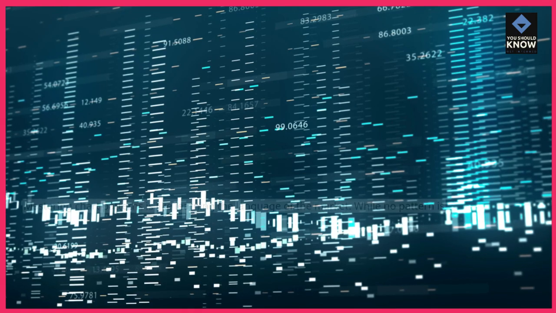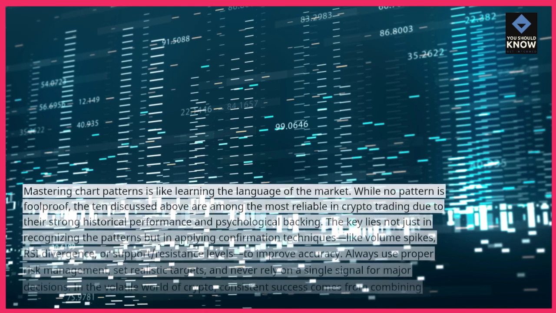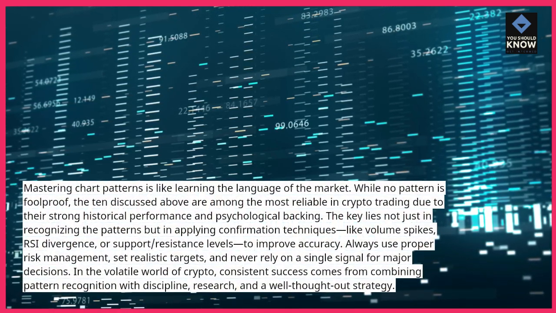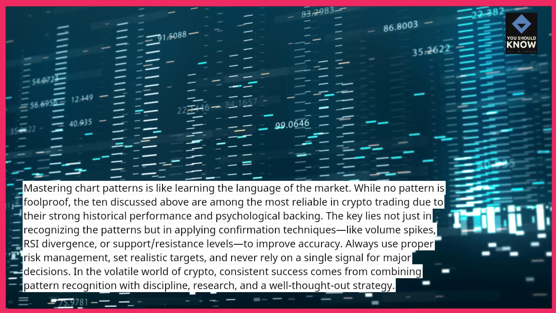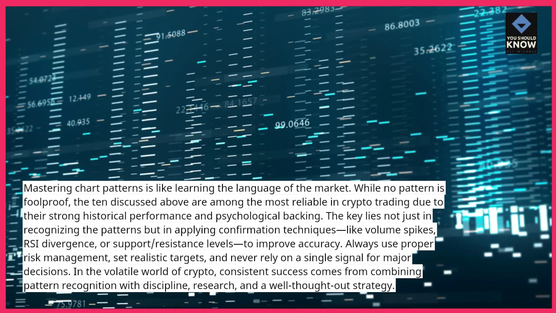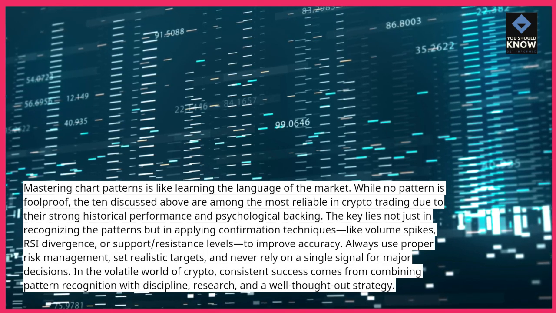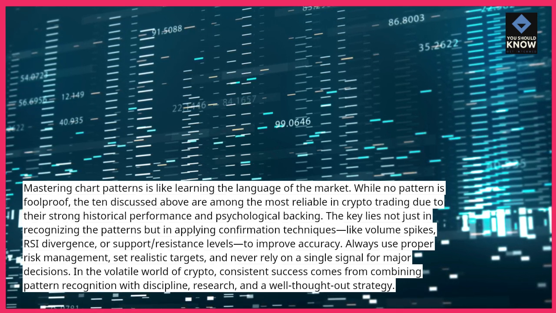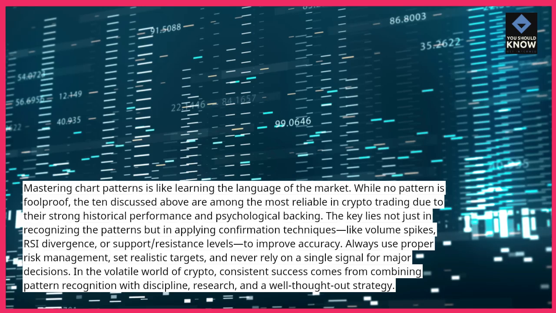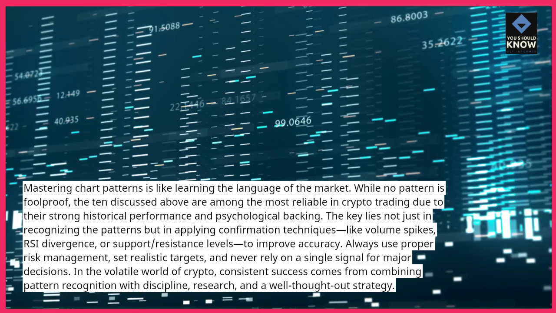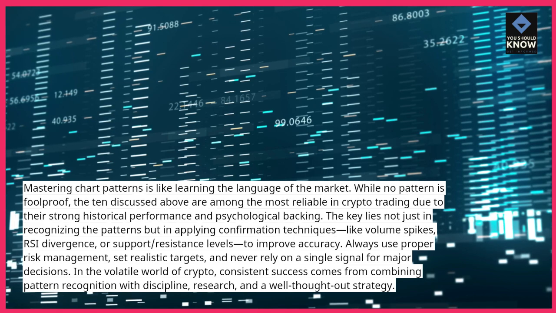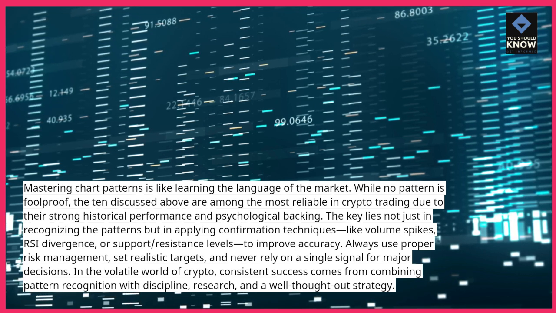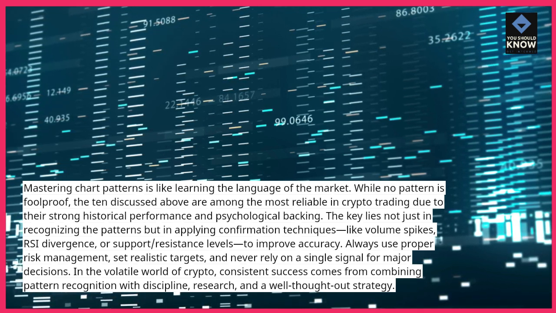Mastering chart patterns is like learning the language of the market. While no pattern is foolproof, the 10 discussed above are among the most reliable in crypto trading due to their strong historical performance and psychological backing. The key lies not just in recognizing the patterns but in applying confirmation techniques, like volume spikes, RSI divergence, or support and resistance levels, to improve accuracy. Always use proper risk management, set realistic targets, and never rely on a single signal for major decisions. In the volatile world of crypto, consistent success comes from combining pattern recognition with discipline, research, and a well-thought-out strategy.